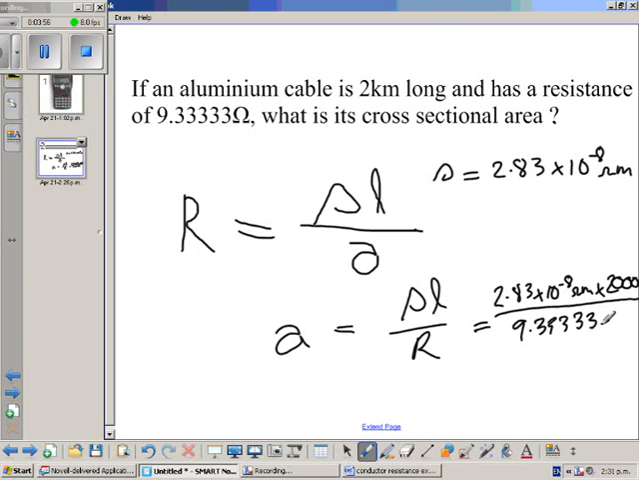9.3333 ohms. Put all that in our calculator. We can do a bit of cancelling if you want. You've got 2,000 there, you can knock that off there, you can change it to 2, so that would be negative 5. But anyway, put it all in your calculator, and we'll see what answer we get. You get an answer around 6 by 10 to the negative 6 meters squared, which is the same as saying 6 millimeters squared. So that's the cross-sectional area of our cable.